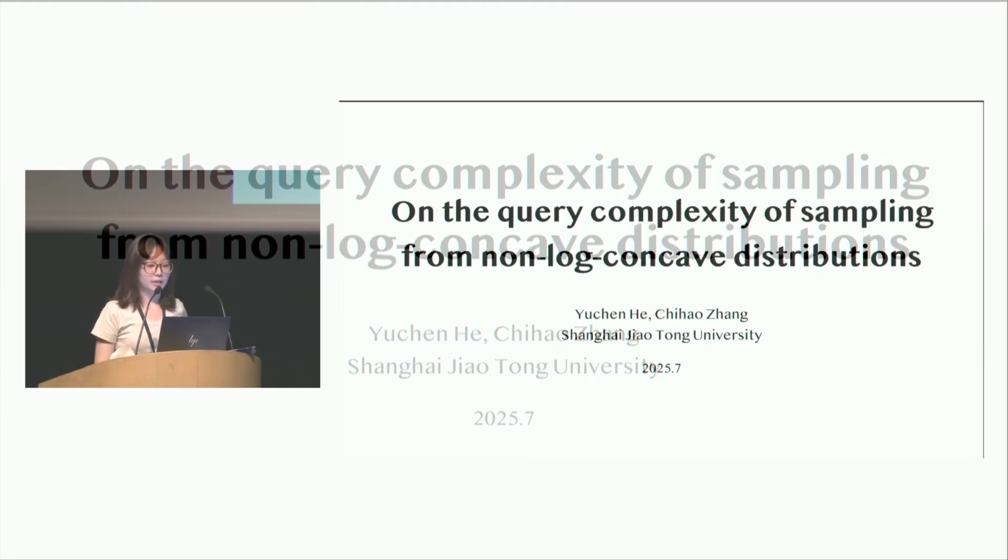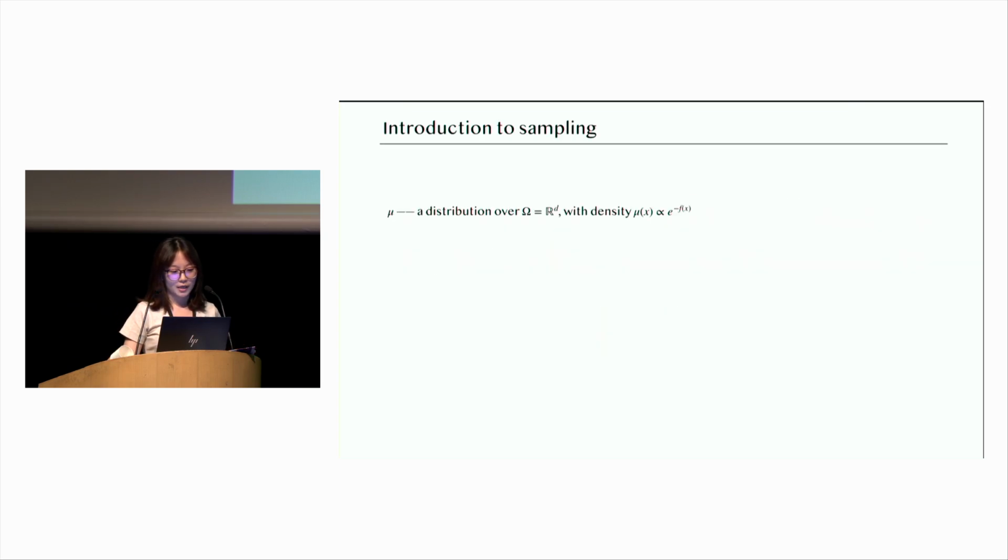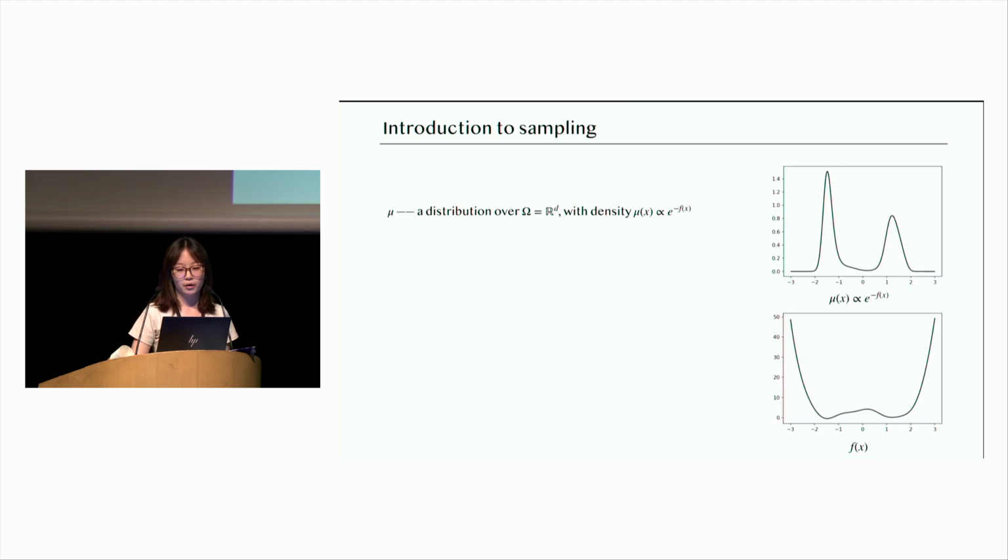Hi everyone, I'm Yu He from Shanghai Jiao Tong University, and this talk is about the query complexity of non-log-concave sampling problems. This is joint work with Chi Hao. In this work, we consider distributions over the d-dimensional real space, whose density function is proportional to e to the minus f, and we call f a potential function. So here is an example of the density function and its corresponding potential function.